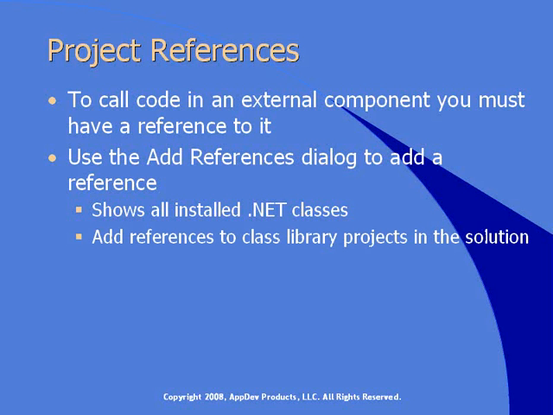You can use the Add References dialog to add a reference to a class library project that's in your solution. So sometimes you'll split up the code in a solution into multiple projects, and they're all in the solution. And of course, you can add a reference to a class library project that's not in this solution. For example, it might be in a separate solution. And in that case, you'd go browse for and find the DLL file that represents that assembly.